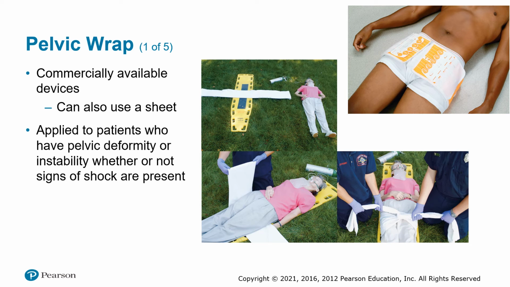So there are a couple different options that you can use for splinting a pelvis. The easiest, most effective way for us is to use a sheet. And we'll show you that when you come for skills. But there are also commercially available devices out there that you can use to do this. But a sheet works just as well and is just as effective.